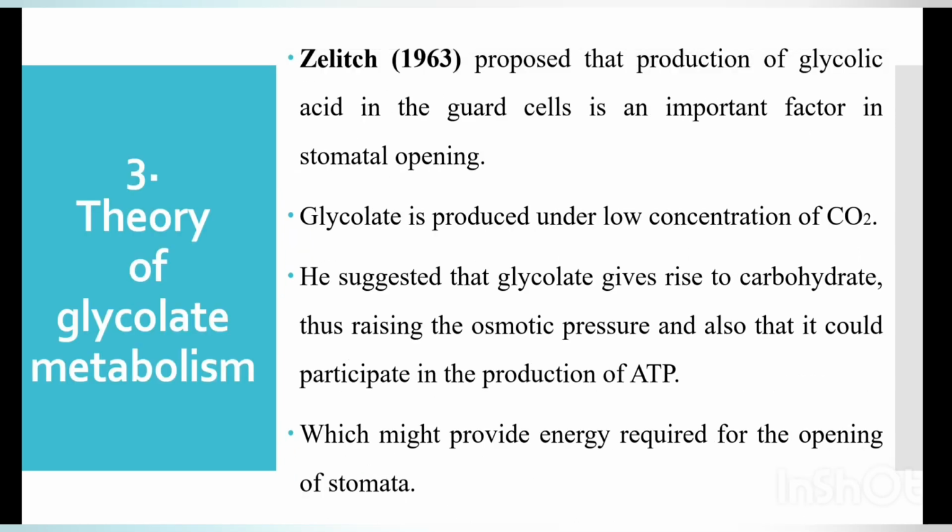And the next theory is the theory of glycolate metabolism, which was proposed by Jellith. According to him, the production of glycolic acid in the guard cell is an important factor for stomatal opening. Glycolate is produced under low CO2 concentration, and he suggested that glycolate gives rise to carbohydrate, raising the osmotic pressure, and also it could participate in the production of ATP, which might provide the energy required for the opening of stomata.